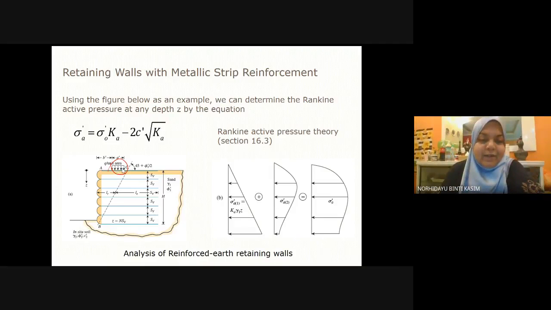Surcharge means you have additional loads on the top of your wall.